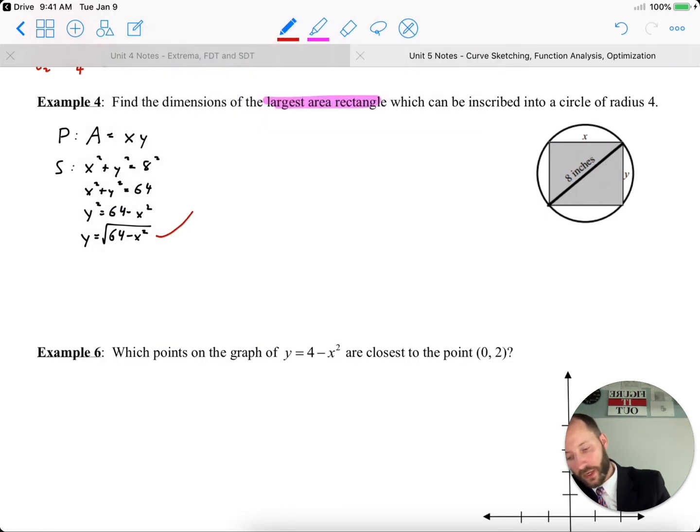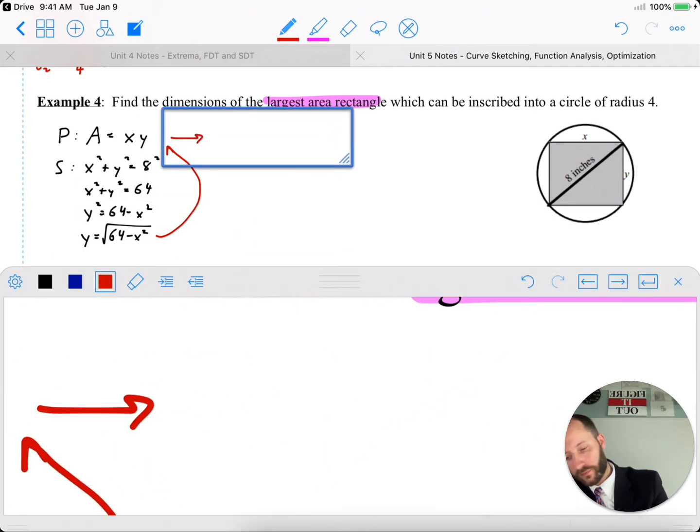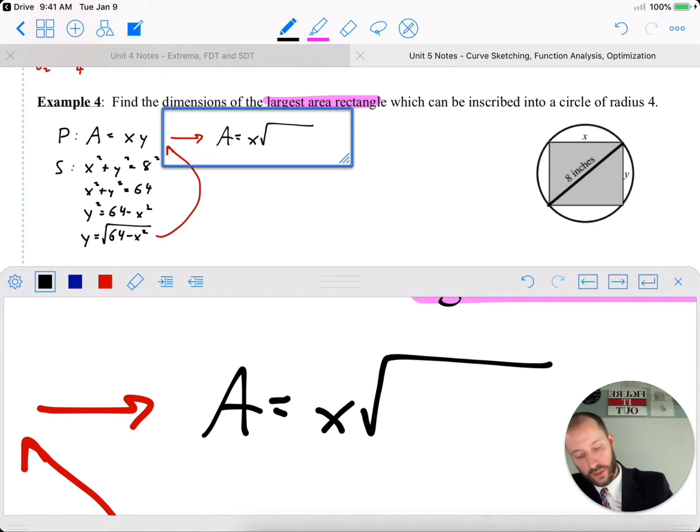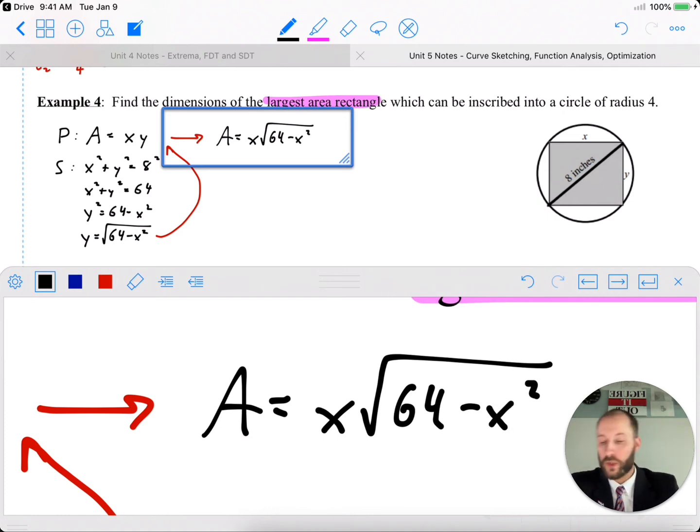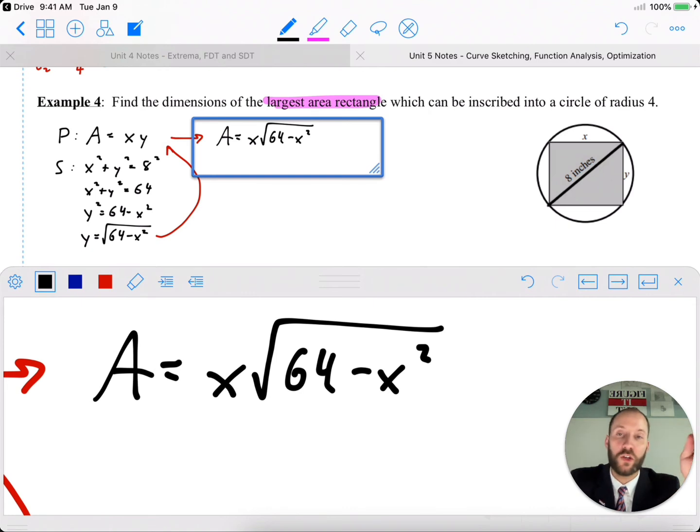Go ahead, take your y, plug it in. So our area equals x times the square root of 64 minus x squared. When you find the derivative, you need to use the product rule for that. Find the derivative, set it equal to 0, all that good stuff.